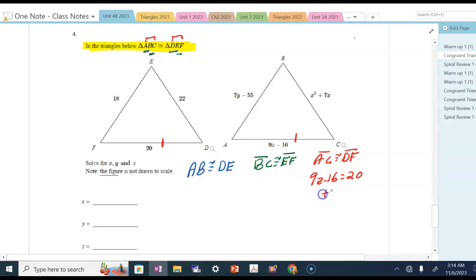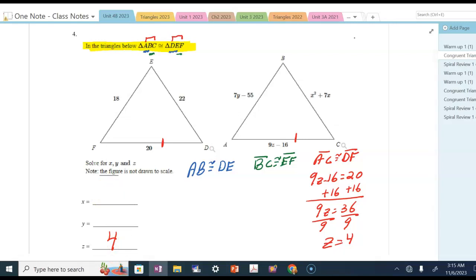I'm just going to solve this right away, so I'll add 16 to both sides. So 9z is 36. Divide by 9. Z is 4. Oops, put that in the wrong spot. Then BC and EF are congruent. So BC, I'll mark that with 2 tick marks, and EF, I'll mark that with 2 tick marks. So that equation would be x squared plus 7x is equal to 18.